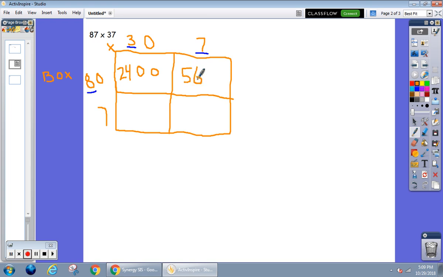And I have 1 zero over here from the 80. All right, now I'm going to multiply 3 times 7, which is 21. And I have 1 zero from the 30. And then I have 7 times 7, which is 49.